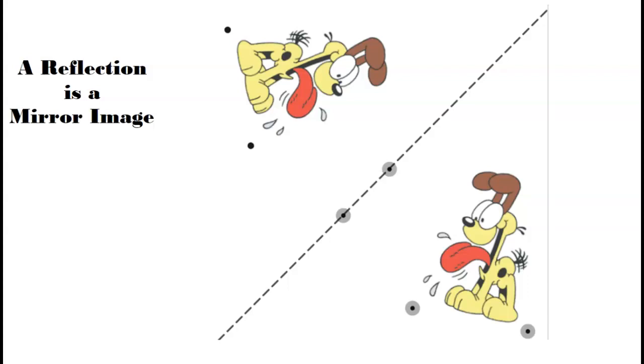A reflection is a mirror image. So as we're looking, here is a mirror image of Odie. He is reflected over the line. So he is a flip over the line so that he is mirrored.